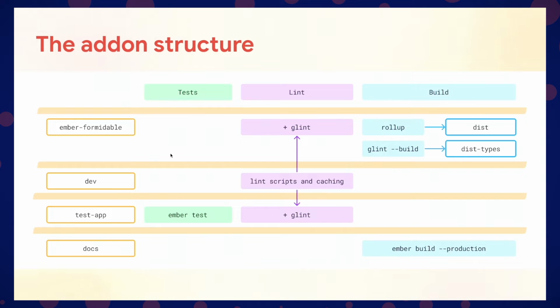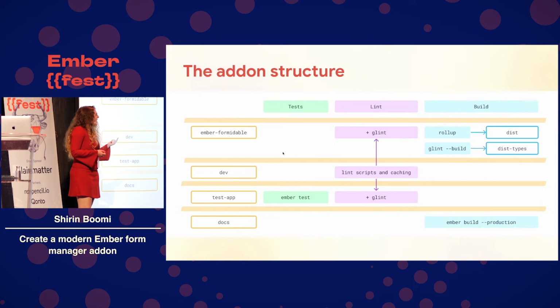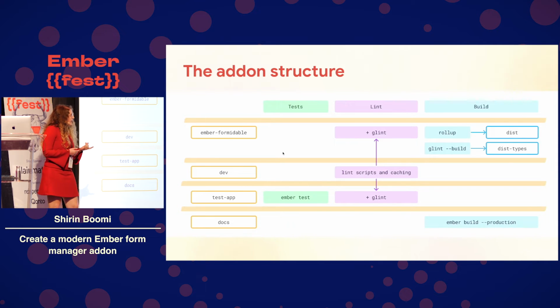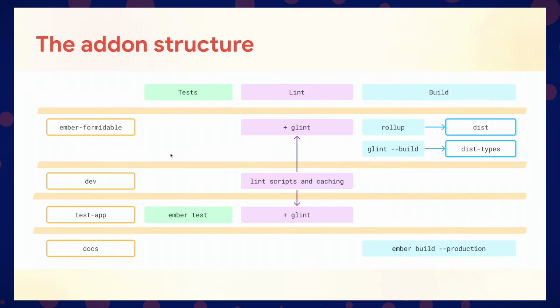And when you want to build the addon, you have a rollup config that just adds a lot of addons. Then to create the types, if you're using TypeScript, you're using glint, which acts like a TSC, and it just creates the types for you. And then you have both of your packages, for types and for your component, ready to be imported inside your test app and every other app.